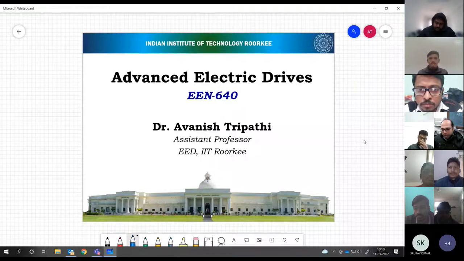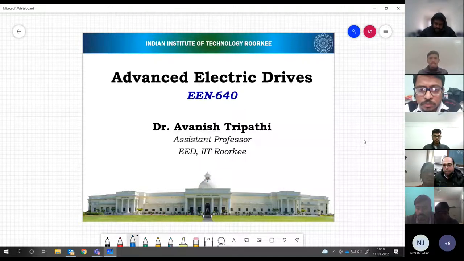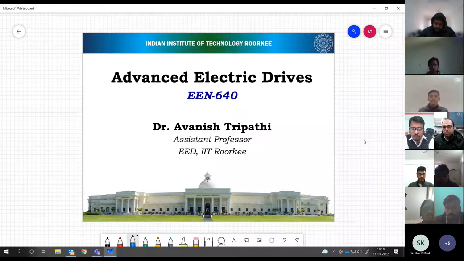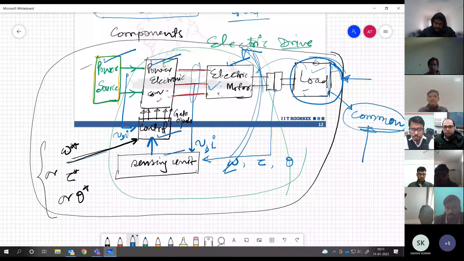So definitely we must have an electric motor, and it is connected to some load through a shaft, or many times the load is mounted directly on the electric motor. Then there must be some power electronic converter which is having the controlled operation of this motor, and then some power source which is feeding this power electronic converter.